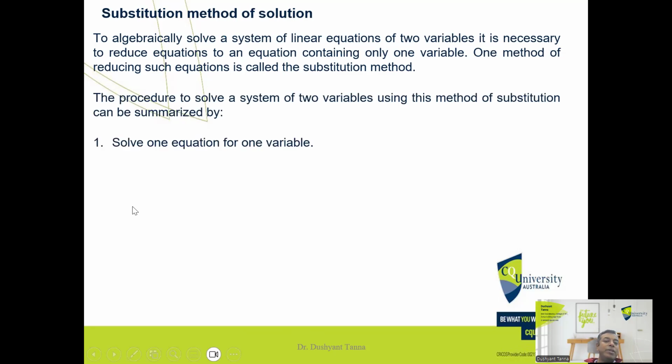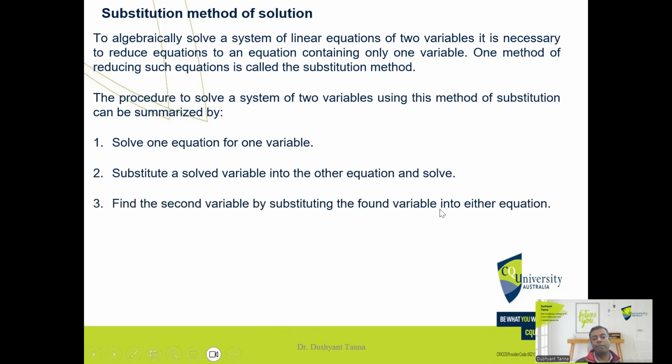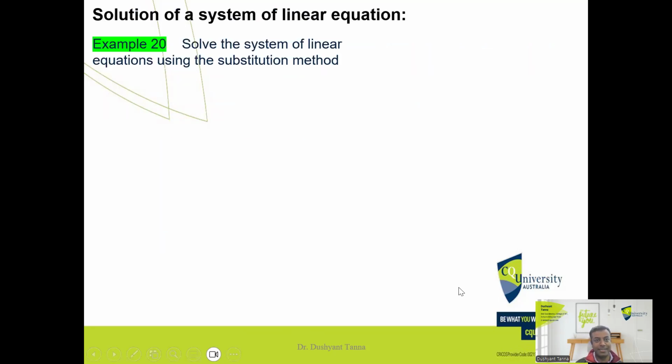There are steps. Solve one equation for one variable. Like I said, make x or y the subject. Substitute the solved variable into the other equation. Say if you made y the subject, pick up that y, put it in the first equation, and then you'll have the x value. Put it back, that's your y value. Find the second variable, and then back substitute to get the solution. Let's look at an example.